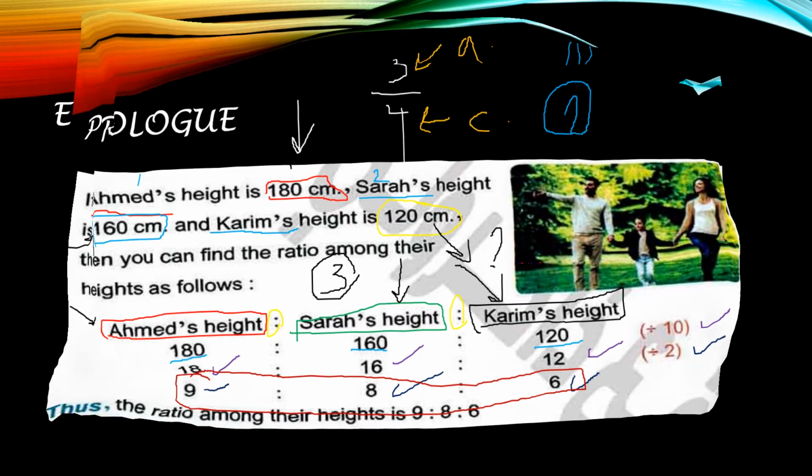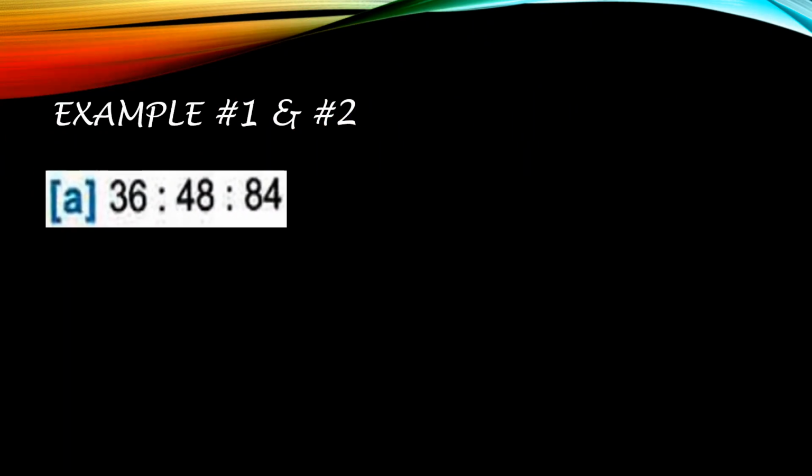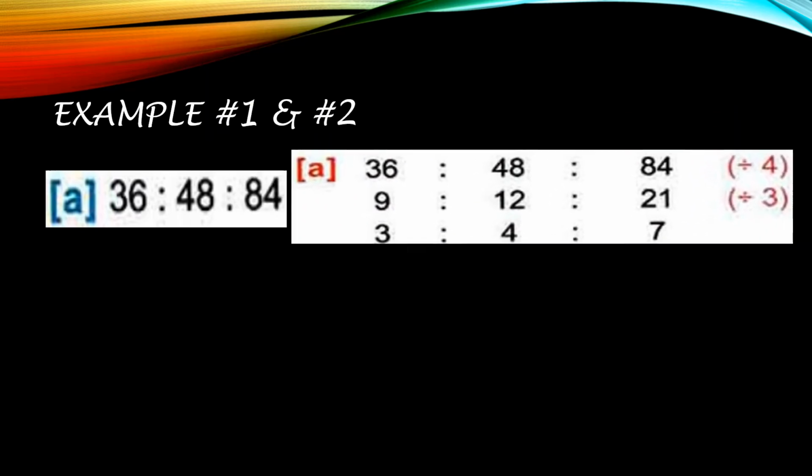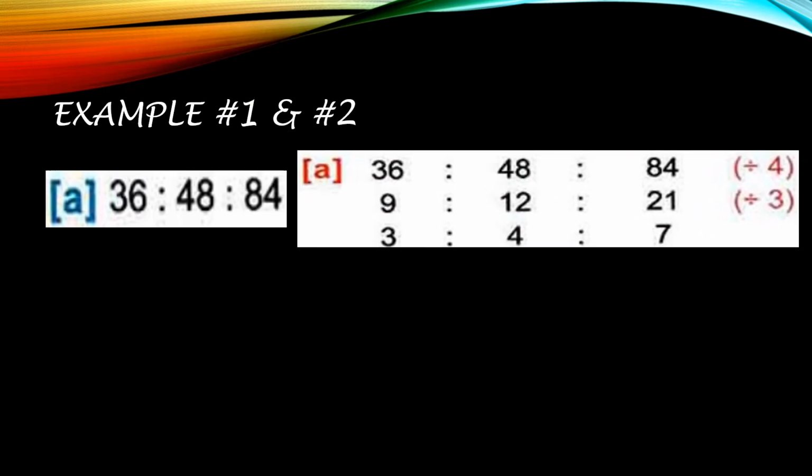So, examples number 1 and number 2. Here's example number 1: 36 to 48 to 84. So here we're going to put the three numbers, 36 to 48 to 84. We are going to start simplifying them.